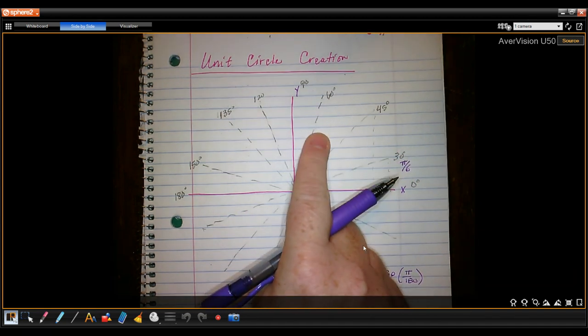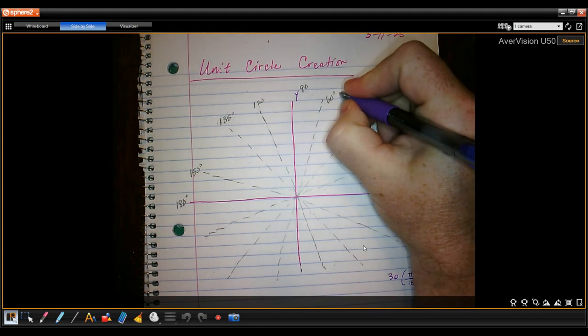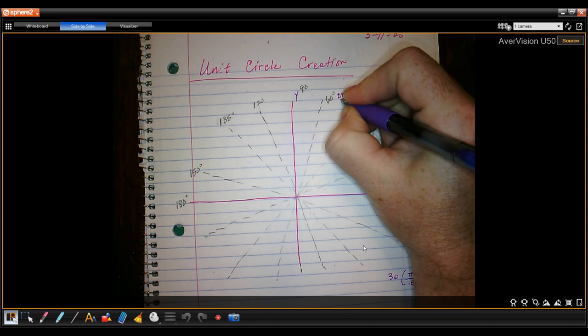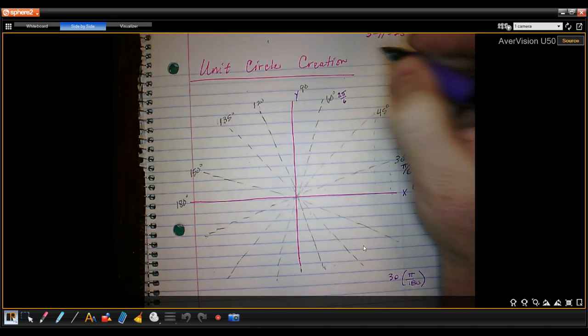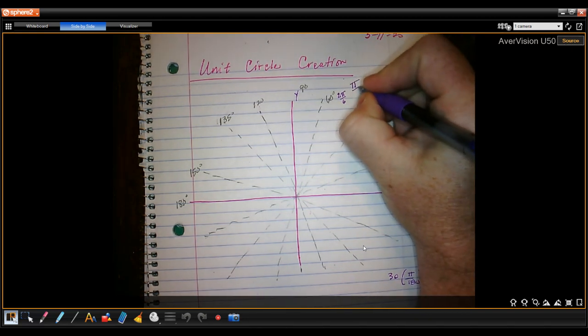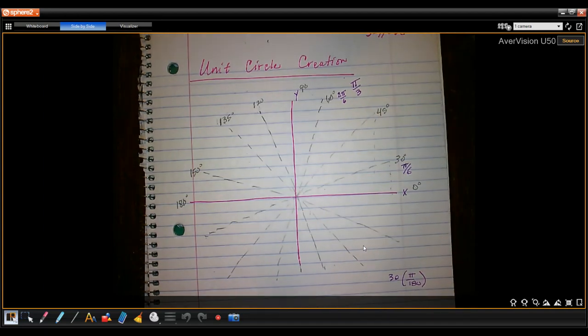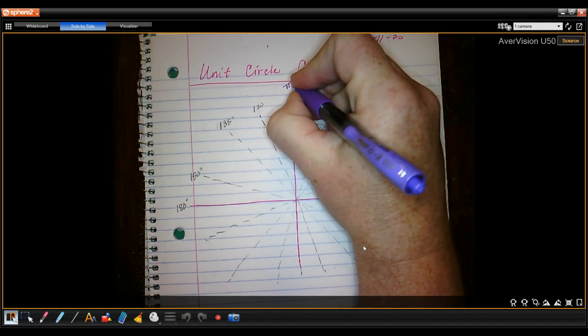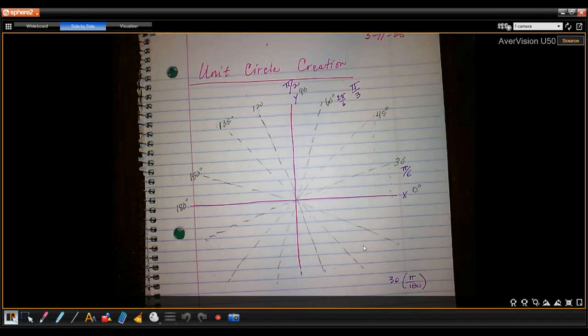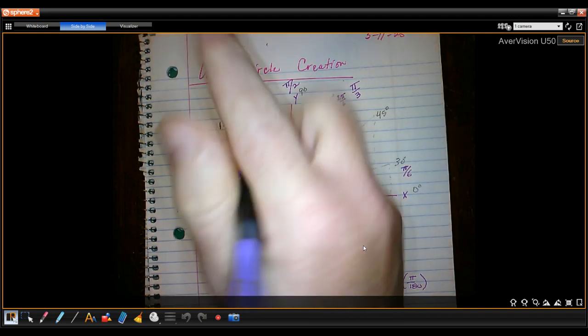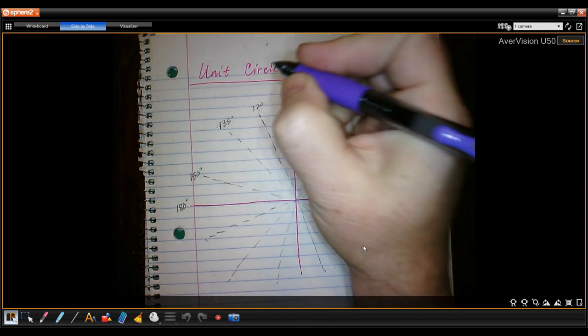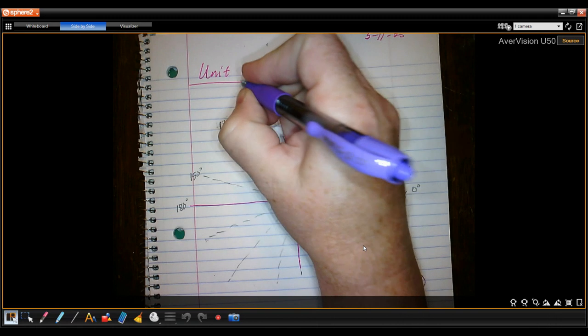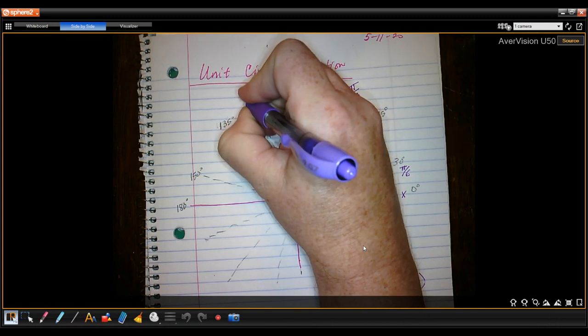Well, this is another 30. So this is 2 pi over 6, right? 2 pi over 6. But we're going to reduce that. So 2 pi over 6 is pi over 3. So there's pi over 3. Then this is 3 pi over 6. Well, 3 pi over 6 is pi over 2. There's pi over 2. Then this is 4 pi over 6. So if you say 4 pi over 6, that reduces to what? 2 pi over 3.